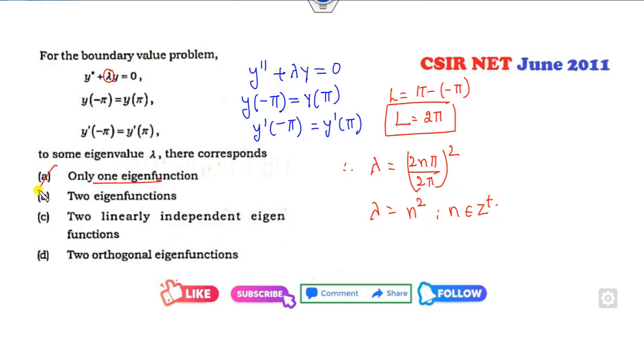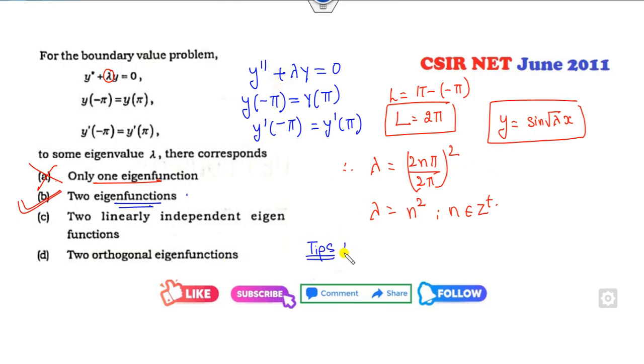So only one eigenfunction is wrong. What is an eigenfunction? That means the value of y, sine root lambda x. Fine. So always get the 2 eigenvalues or 2 eigenfunctions. That option is correct. And remember, whatever eigenvalue you have obtained, the corresponding solution, that is y, these are orthogonal. So these satisfy orthogonal eigenfunctions. That's the value of y, the right answer.